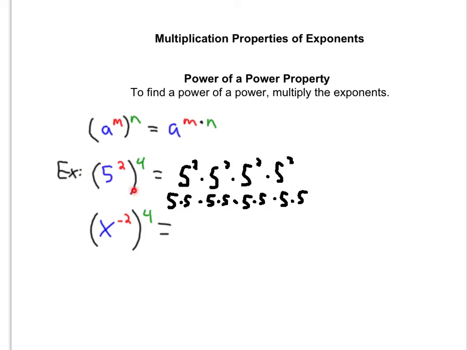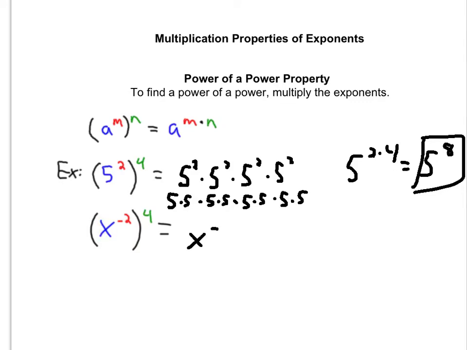So basically, when it looks like this, what we're going to do is just take 5 and multiply the exponents. So the base stays the same, and we're going to take it to the 2 times 4 power, which is 5 to the 8th. Likewise, the next one. This is what a power of a power looks like. So we're just going to essentially keep the base the same and multiply the 2 exponents. So I'm going to take it to the negative 2 times 4 power, and that is x to the negative 8th.